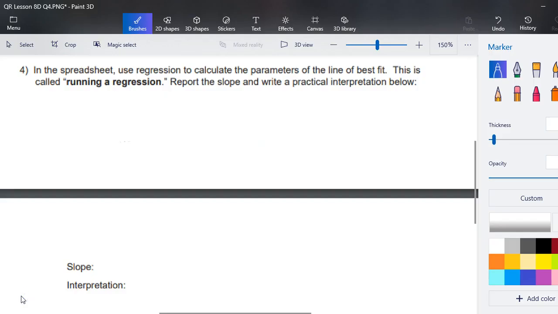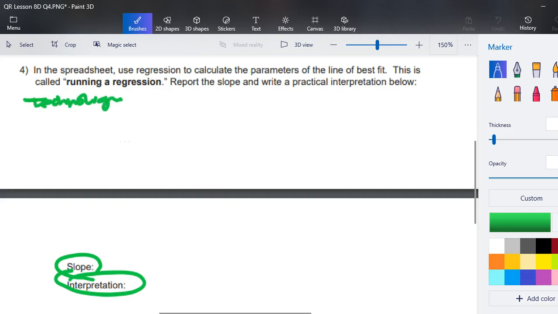So actually, I want to meet back at question 4. And on question 4, I would like to talk about the slope, and it's not listening to me. Hang on. Here we go. I would like to talk about the slope and the interpretation of each slope. So let's start with hours of technology use.